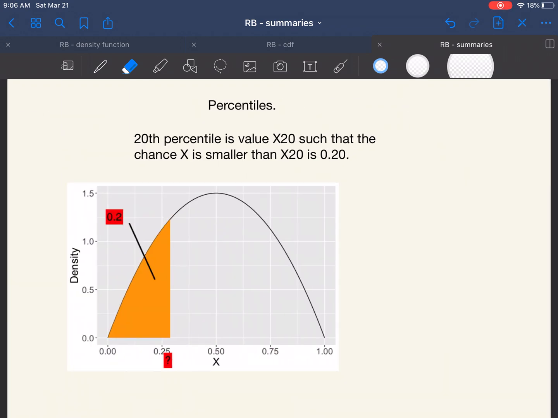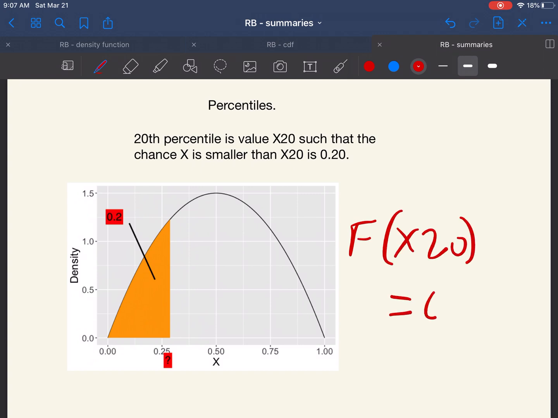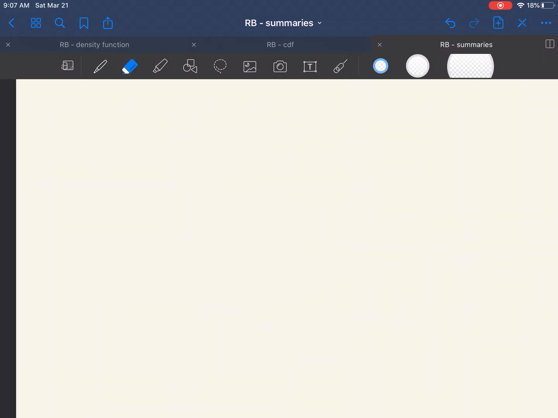Another way of summarizing a random variable is by a percentile. And here I've illustrated the 20th percentile. It's a value of x, called x20, such that the chance of being smaller than x20 is 20%. Now, we already know that that area is given by the CDF. So essentially, to find percentiles, we want to find the value x20 so that F of x20 is equal to 0.2. Now, we can do that, but it's a bit difficult to compute.